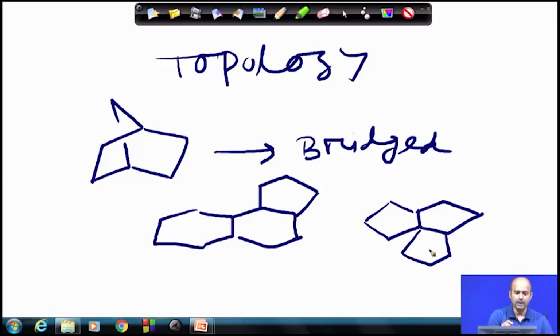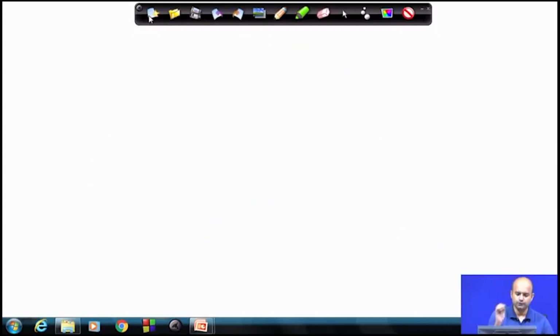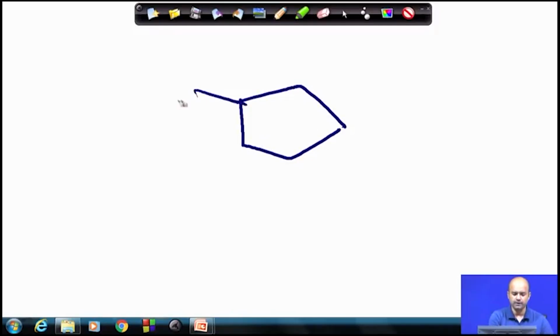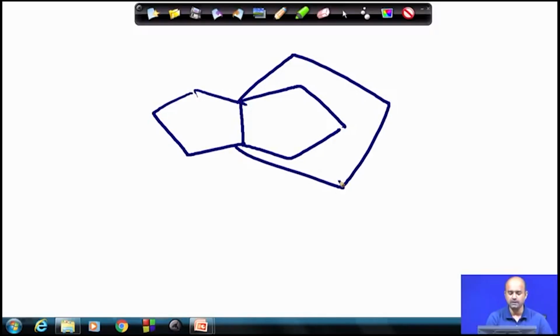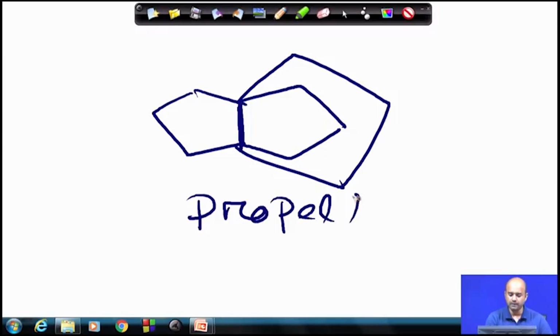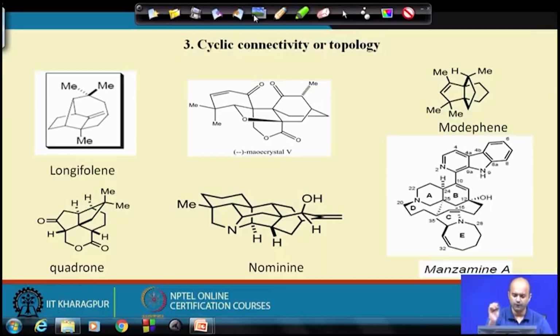You can have pretty interesting topologies. Let us talk about a topology which is very interesting. You can have a topology which is something like this, 5-membered, 5-membered, 5-membered rings, but they have the same axis. This is called a propellane based compound. Propellane is basically a propeller. They have a common axis, this axis is common. It is again a triquinane, 3 cyclopentane rings fused through a common bond. So, these are the terminologies which will often be used.